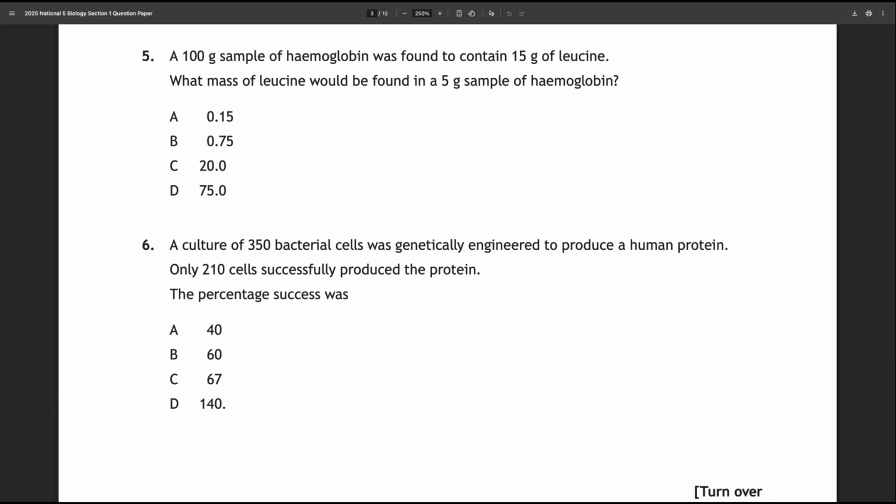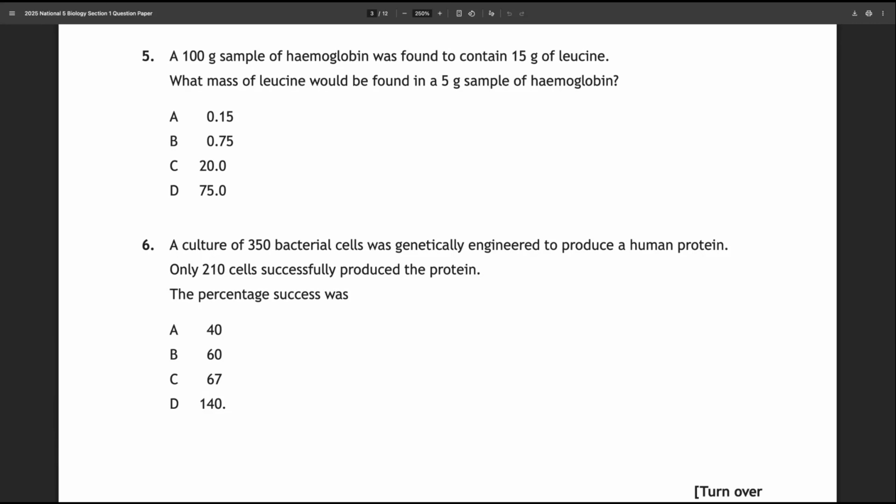So if 100 grams of hemoglobin has 15 grams of leucine, how much would there be in 5 grams of hemoglobin? So 100 divided by 5 gives us 20. Okay, so that means that it should be 20 times less for the 5-gram sample of hemoglobin, because it goes into 100 20 times. So what we then have to do is get the 15 grams of leucine, and we need to divide that by 20. And when you do 15 divided by 20, it should give you the answer of 0.75.